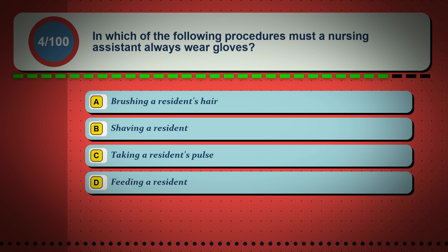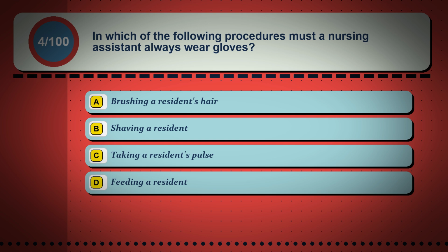Question 4. In which of the following procedures must a nursing assistant always wear gloves? Option A. Brushing a resident's hair. Option B. Shaving a resident. Option C. Taking a resident's pulse. Option D. Feeding a resident.